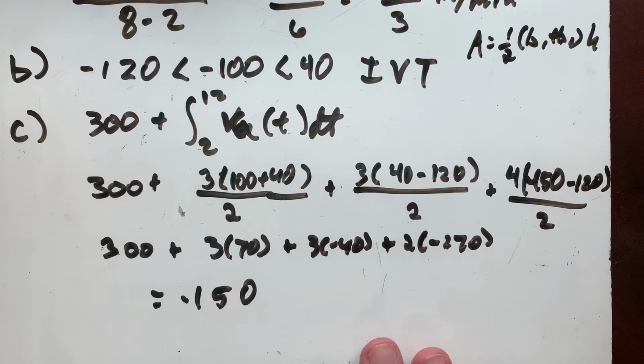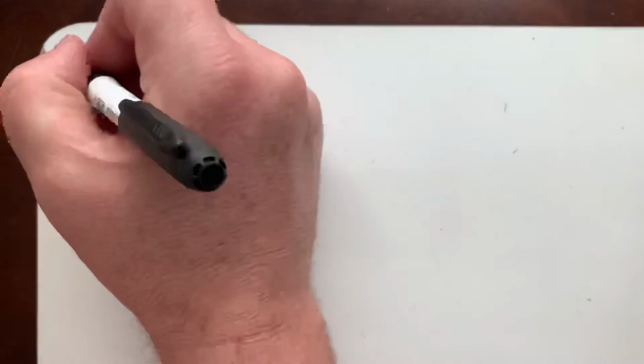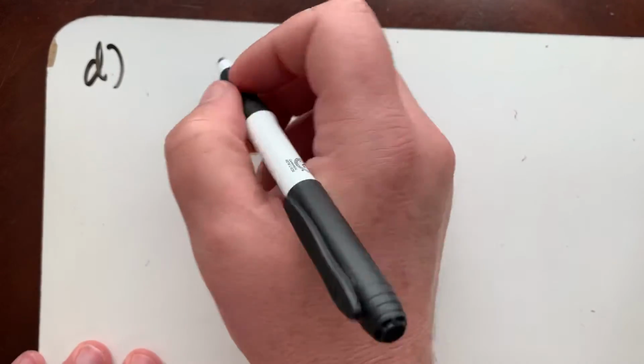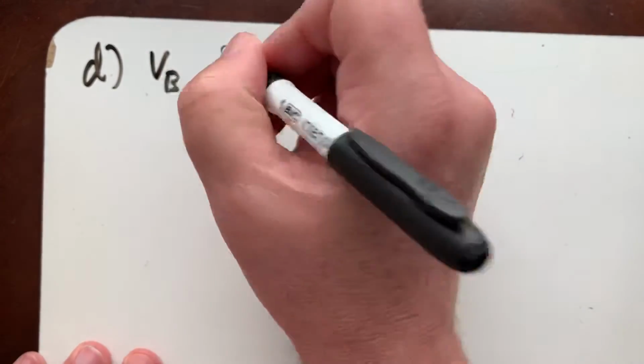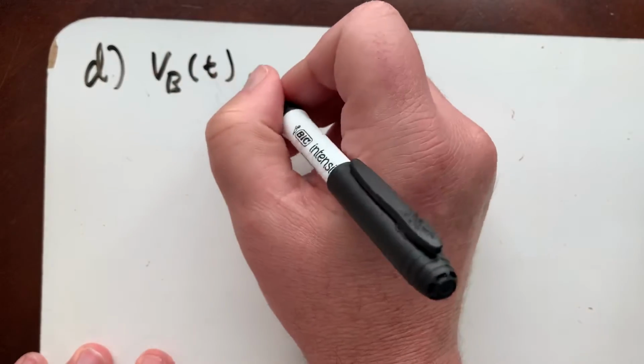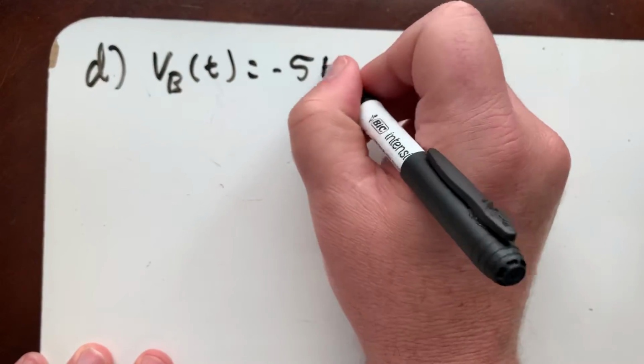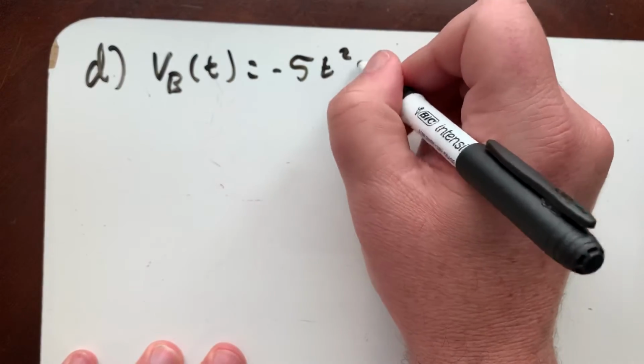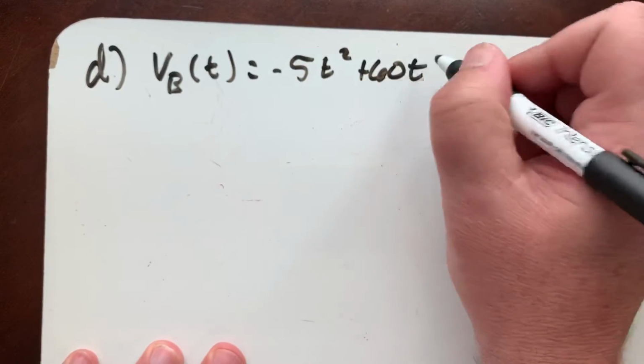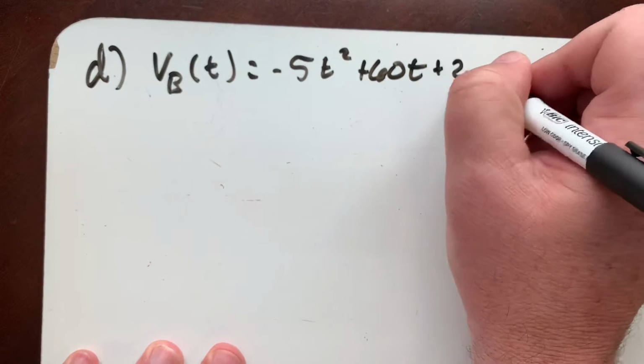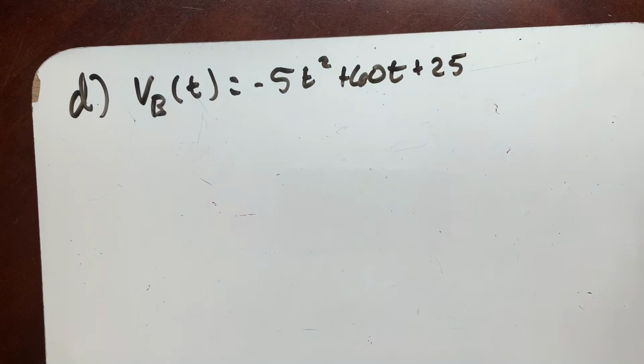Okay, now we have part D. Part D, we have a new velocity, negative 5t squared plus 60t plus 25. So we got a lot of moving parts going on here. We have 2 different velocities going, or 2 different rates, if you want to call it that. And I bet they're related because this is a related rates problem. So let's kind of spell out everything we need here.